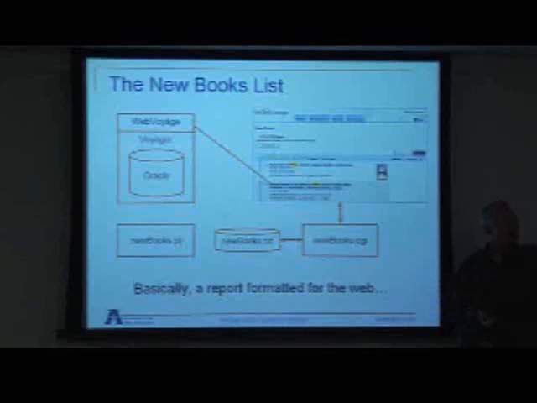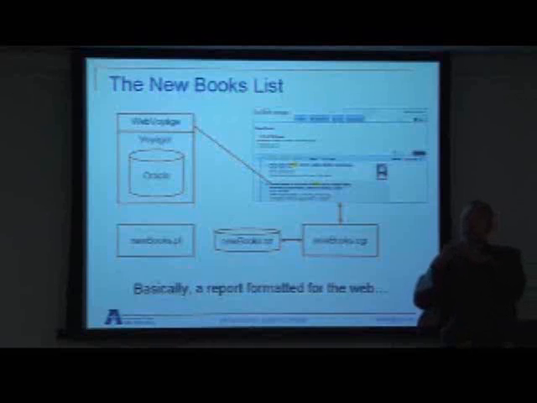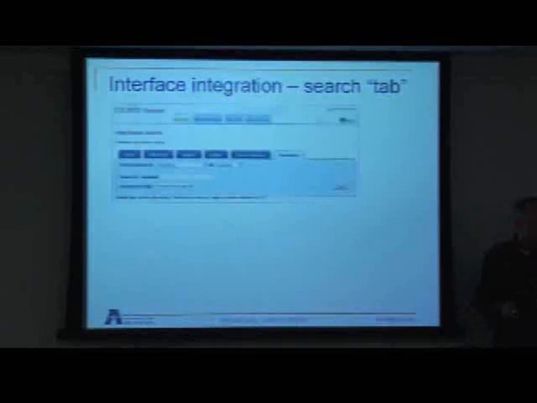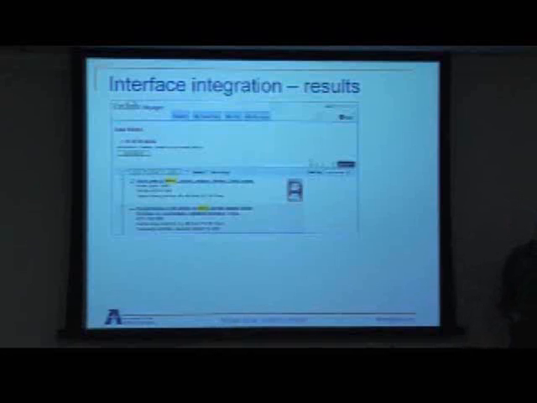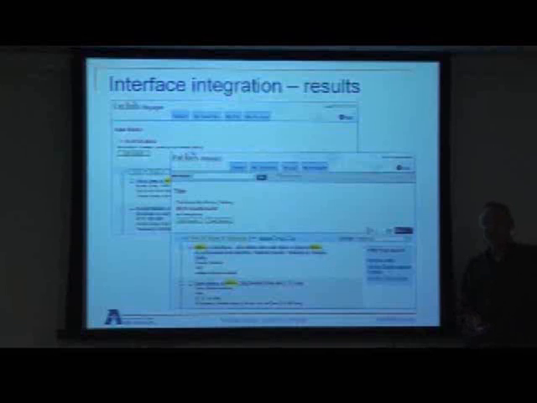What makes the new books list worth talking about is how it integrates within the Web Voyage interface. That's the new books list search tab, and if we compare it, we can see it looks a lot like the Tomcat basic search tab. If we look at the results page for the new books list, we also see that it looks a lot like the results page for Tomcat Web Voyage search.